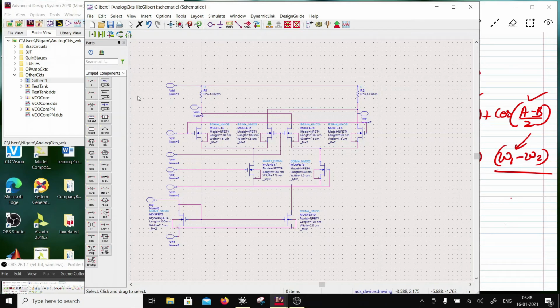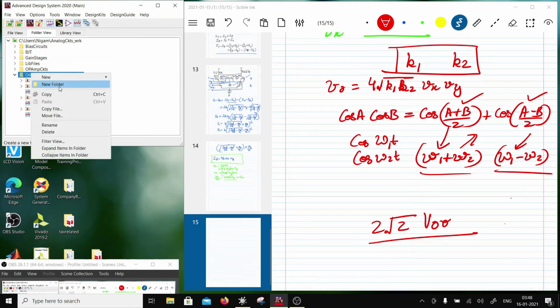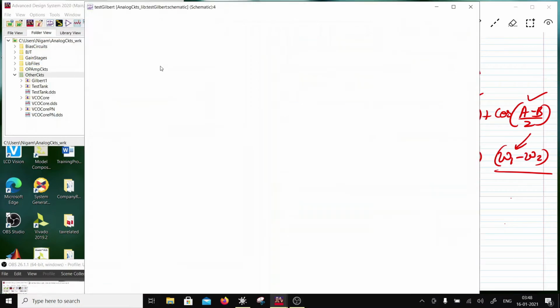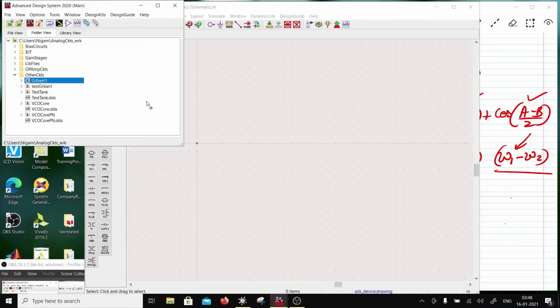Okay, so LO VCM2, right? So basically that's the LO. So I'm going to put here LO on VY, and I'm going to put here RF in VX, correct? So that's fine. So we have figured out everything. So now we create a schematic to test this Gilbert cell. So we say test Gilbert. Okay, create schematic. First thing is we're going to get a Gilbert cell onto it.